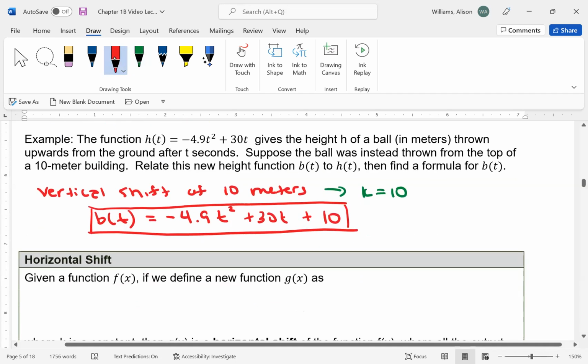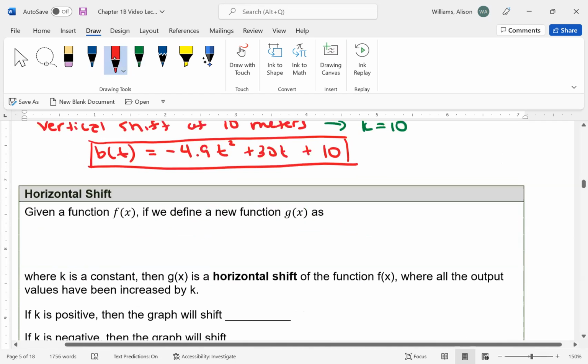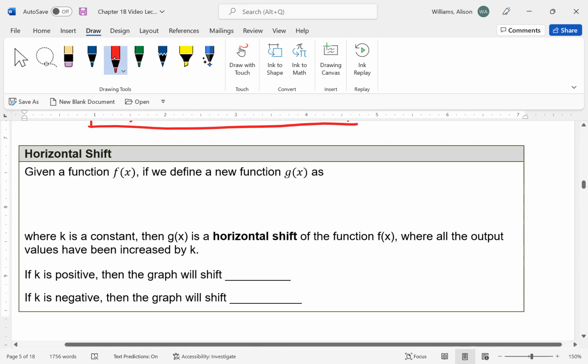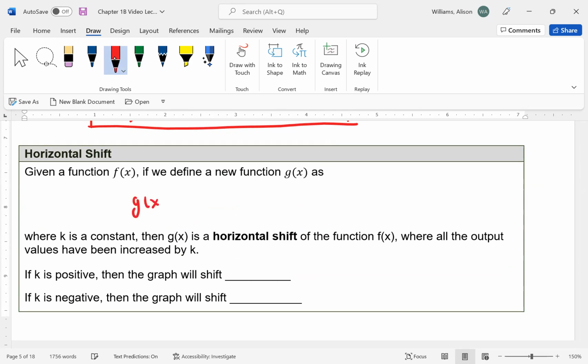Those aren't too complicated. Horizontal shifts get a little bit more complicated, but we'll step through that. So a horizontal shift defines g of x based on f of x to actually affect the input values this time. And I did notice there was an error here on my notes. Change that to be input instead of output. So we are shifting or increasing the input values by k this time. That's why it's added to the x. It's next to the input.